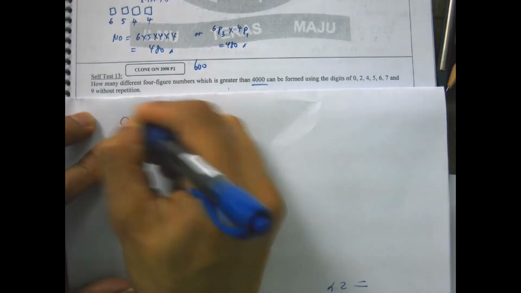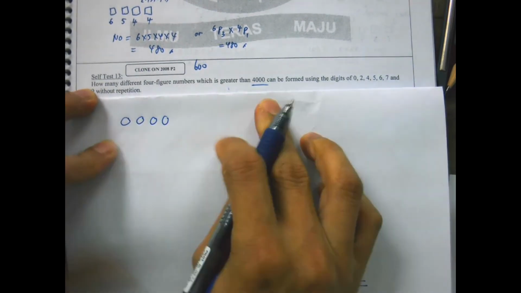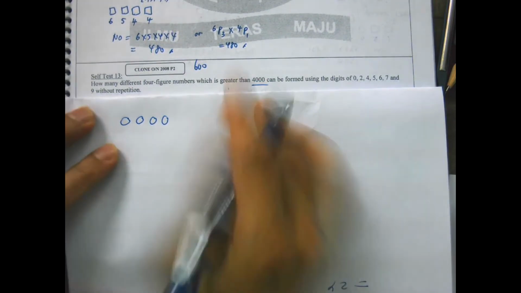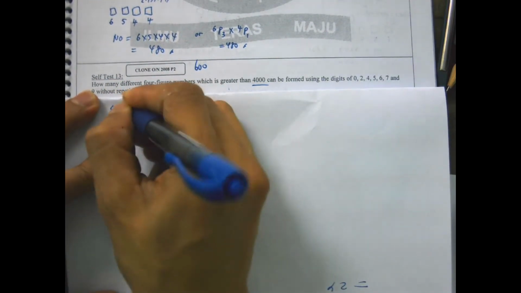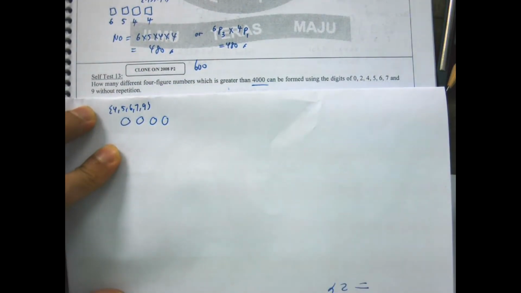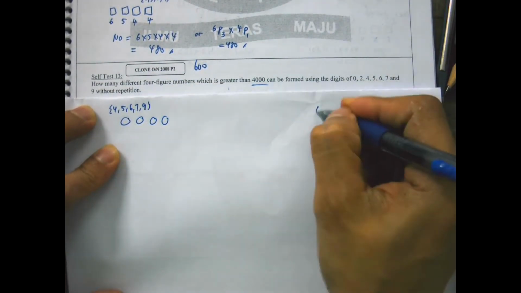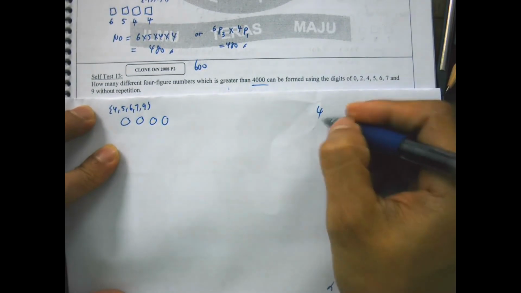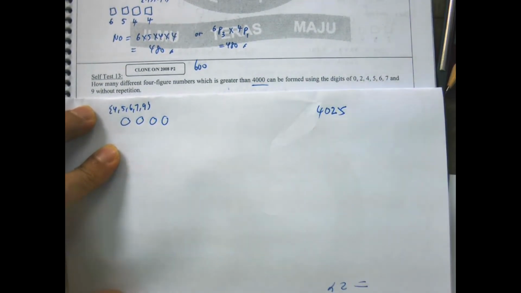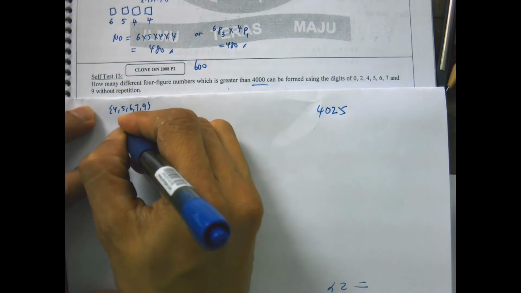We draw 4 boxes. Now, if it's greater than 4,000, you need to start with 4, 5, 6, 7, or 9. Remember, when you say greater than 4,000, I can start with 4. For example, if I start with 4, followed by 0, followed by 2, followed by 5, isn't this still greater than 4,000?